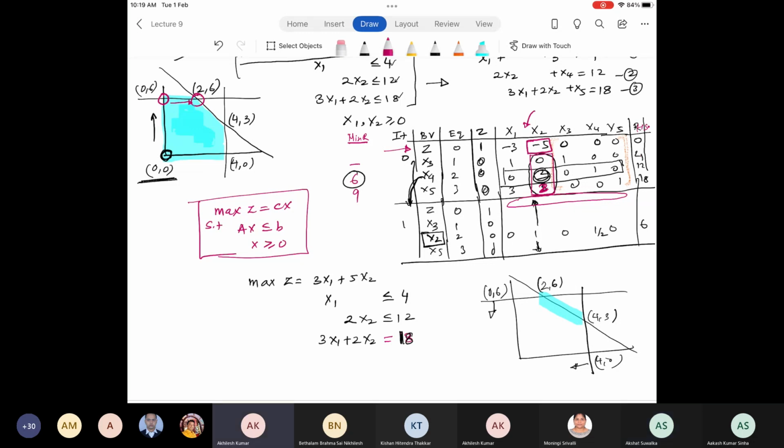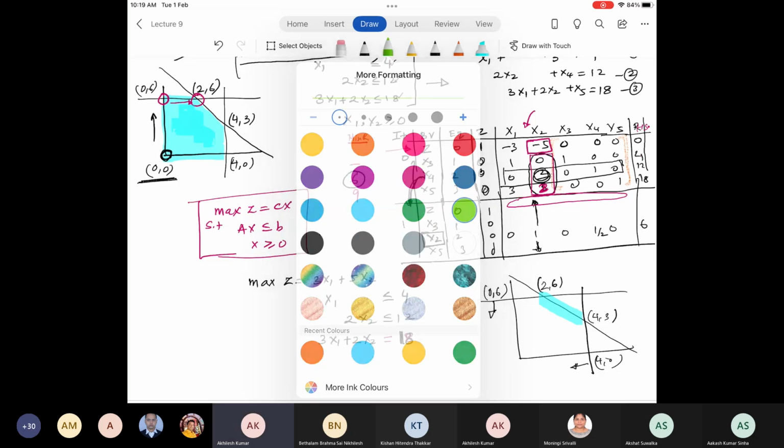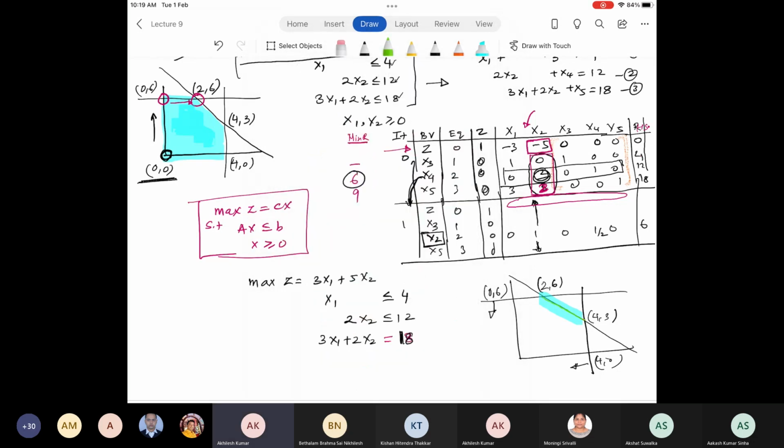So all of you realize that now your solution can lie only on this line. Okay, and since simplex works on the corner points only, one of these two will be your optimal solution. You agree? Yes, sir. Now, earlier we were able to easily start with 0, 0 as a solution. Can we use 0, 0 as a solution to start this problem?